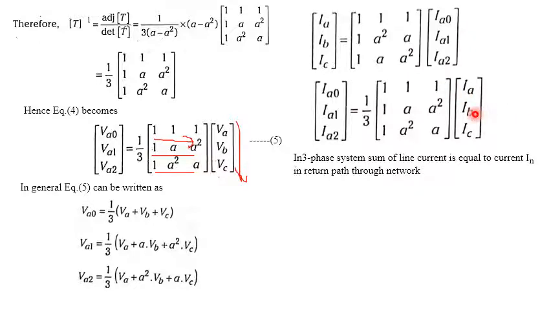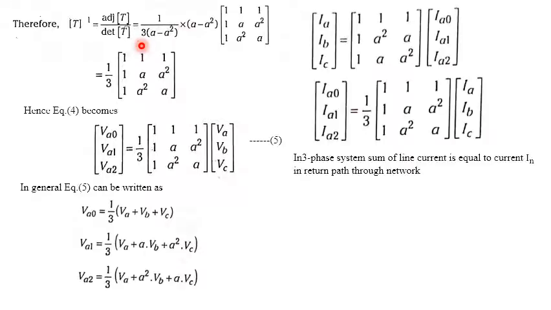So if we have a neutral, what will happen? We know that the phase currents A, B and C together are equal to the neutral current. So in a three-phase system, if there is a return path, Ia, Ib and Ic will become In. Hence, if there is a fault in the system, this is the same as 3 times Ia0. That's why the neutral plays a very important role during the fault condition.